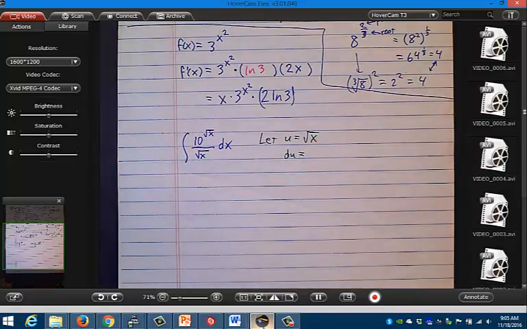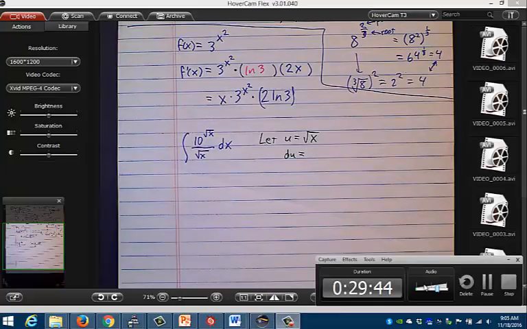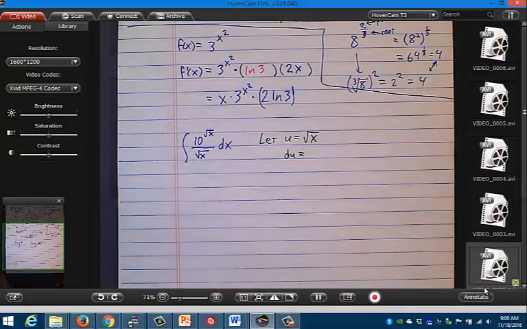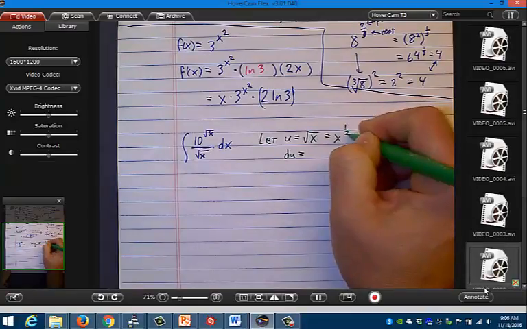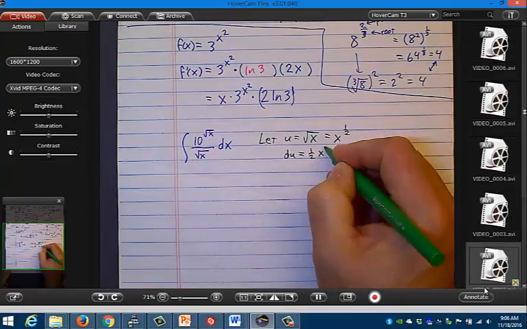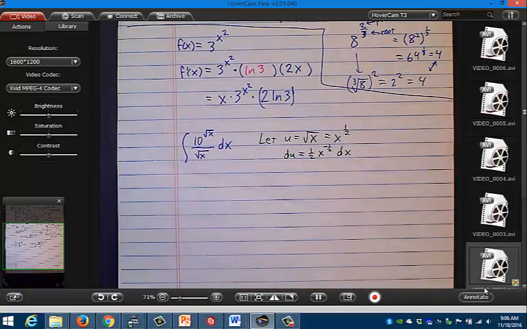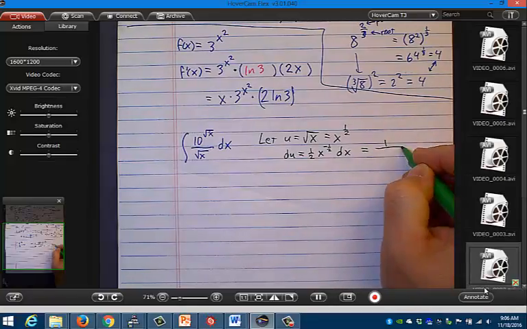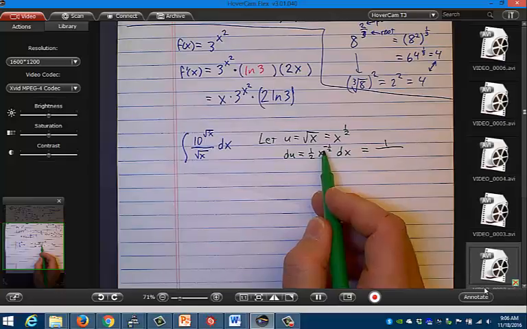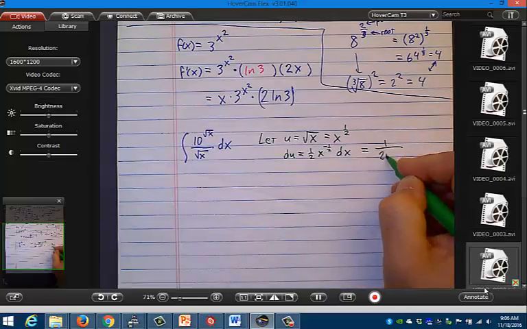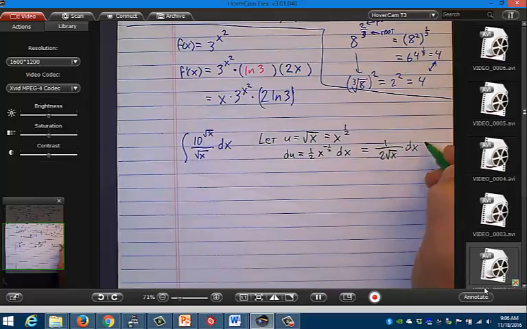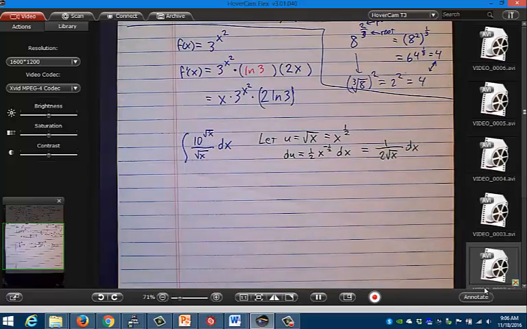I'll pause while you guys work on this. So Tom did this, I saw. He wrote x to the 1/2. And so then du is 1/2 x to the negative 1/2 dx, right? Maybe I'll rewrite the du as what? 1 over, since that's a negative exponent, that says put it in the radical. So does it make sense to you guys if I write it this way? See it? Right?